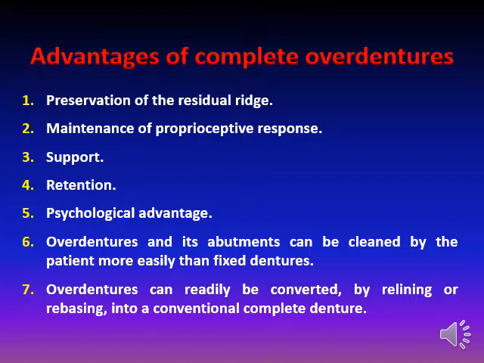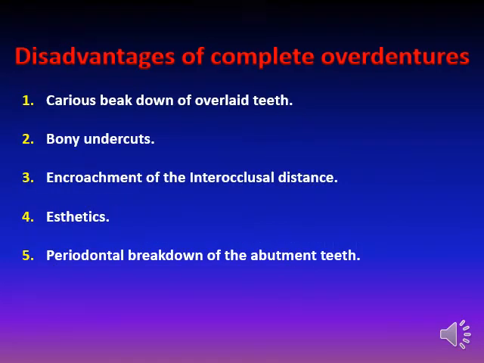Overdenture and each abutment can be cleaned by the patient more easily than a fixed denture. Overdenture can readily be converted to a complete denture by relining or repair. The disadvantages of complete overdenture: caries and breakdown of overlaid teeth, and we can overcome this problem by home care, follow up with the dentist, and application of stannous fluoride.